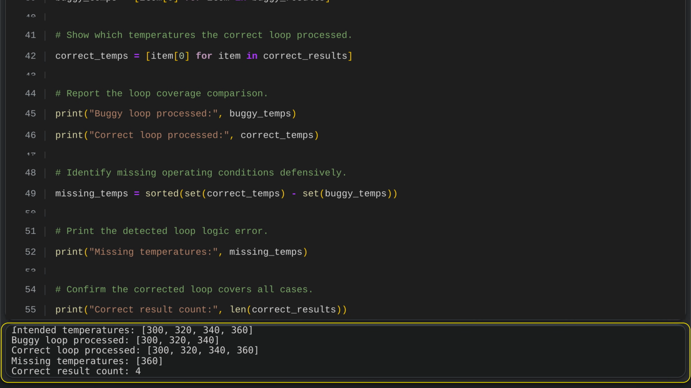This script shows a common off-by-1 loop error while processing reactor temperatures. The correct loop handles every temperature and stores each conversion result, while the buggy loop stops too early and misses the final temperature. By comparing the intended, buggy, and correct outputs, the example highlights why loop boundaries must be checked carefully to avoid leaving out important data.